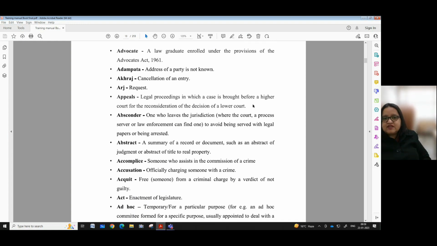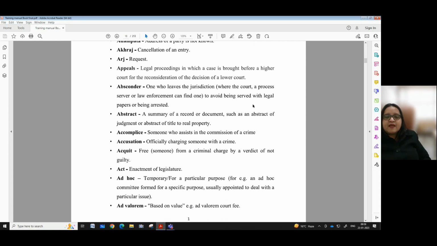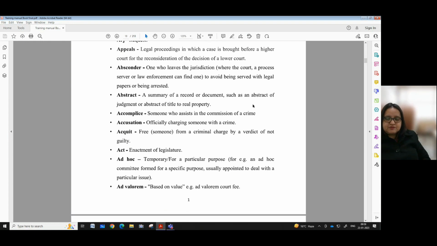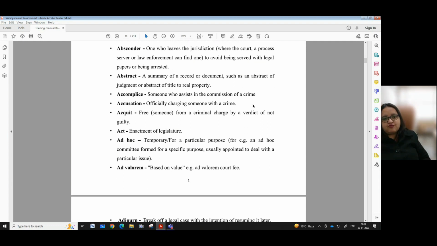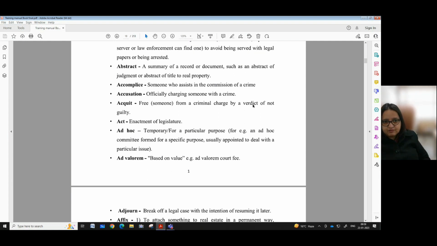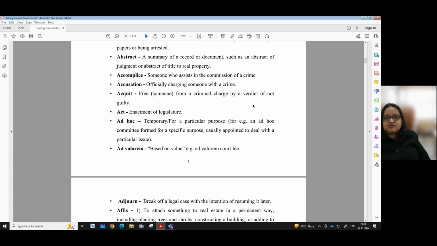Absconder, one who leaves the jurisdiction where the court, a process server, or law enforcement can find one to avoid being served with legal papers or being arrested. Abstract, a summary of a record or document, such as an abstract of judgment or abstract of title to real property. Accomplice, someone who assists in the commission of a crime. Accusation, officially charging someone with a crime. Acquit, free someone from a criminal charge by a verdict of not guilty.